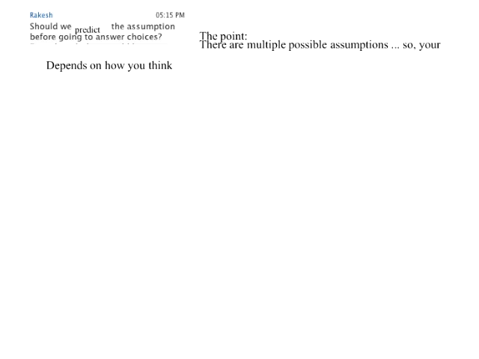It depends. It depends on you, and let me explain what I mean by this. It depends on how you think. The point here is that there are multiple possible assumptions. So your prediction, even if it's actually an assumption, might not be the one that actually shows up in the choices.